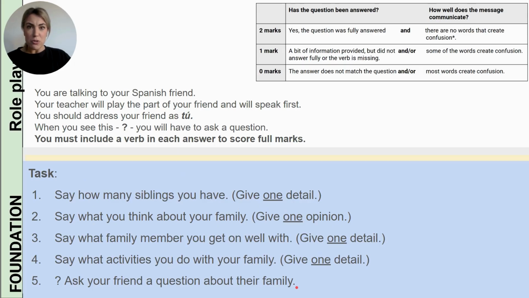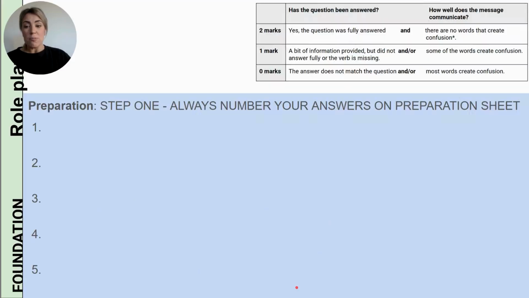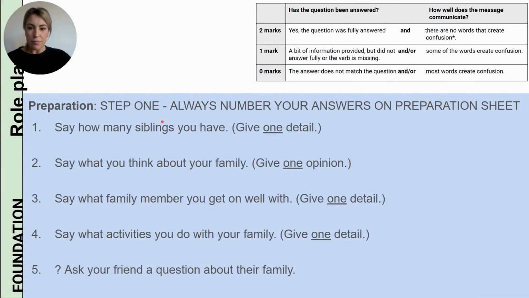So the first thing you need to do, you grab your pen, your piece of paper, and you're going to number your answers on the preparation sheet. Because it doesn't matter what you hear your teacher saying, you will read what you've written down. Okay? So 1, we write 2, 3, 4, and 5. Perfect. Now, step 2, we're going to answer.